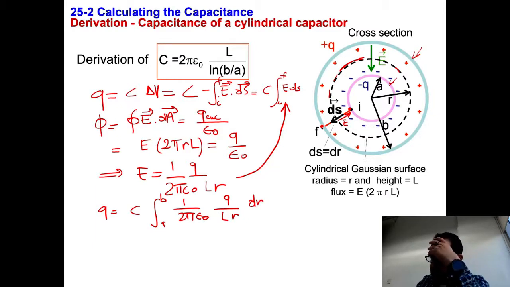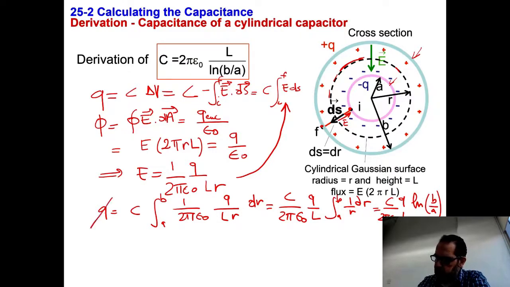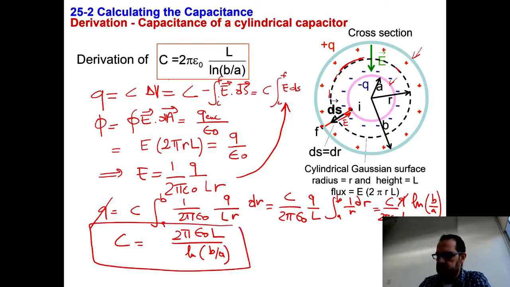So let's take everything outside of the integral except 1 over r. So this is going to be equal to C over 2 pi epsilon 0 Q divided by L, the integral from A to B of 1 over r dr. The integral of 1 over r is log of r, so this is going to be C over 2 pi epsilon 0 L times Q times log of B minus log of A, so that's log of B divided by A. And notice the Q's will cancel and I can get the capacitance C is just equal to 2 pi epsilon 0 L divided by log of B over A. So this is the equation for capacitance, which is the same as this equation.